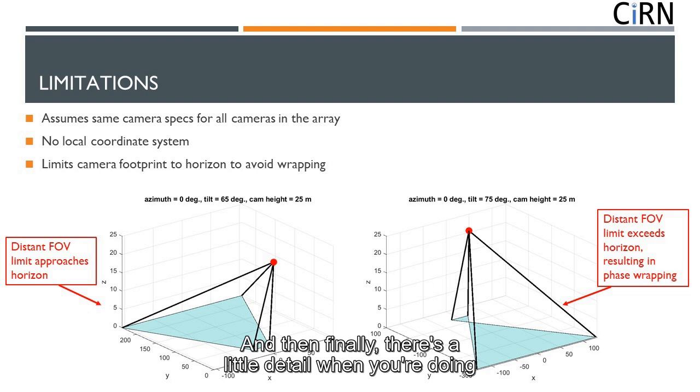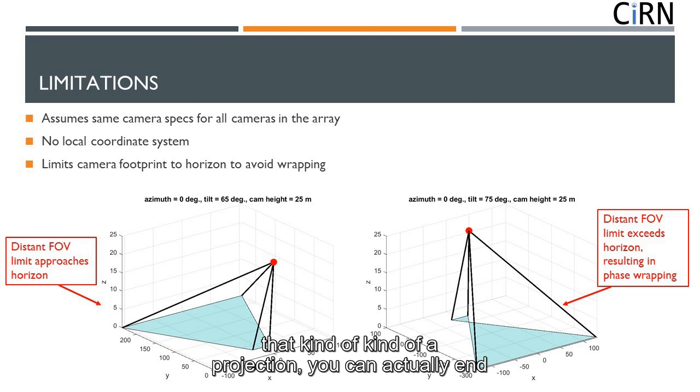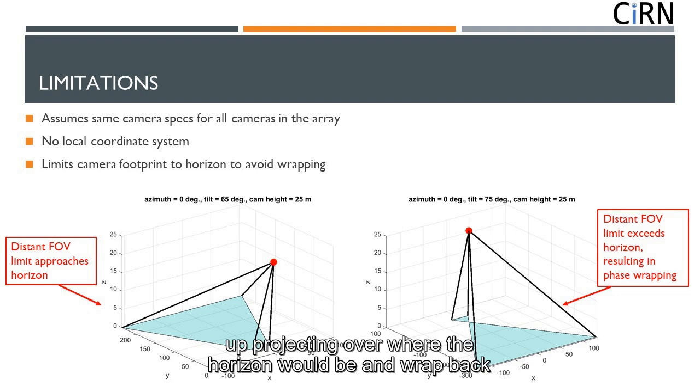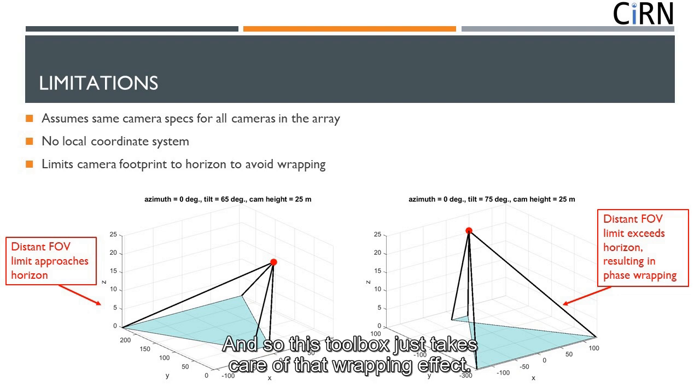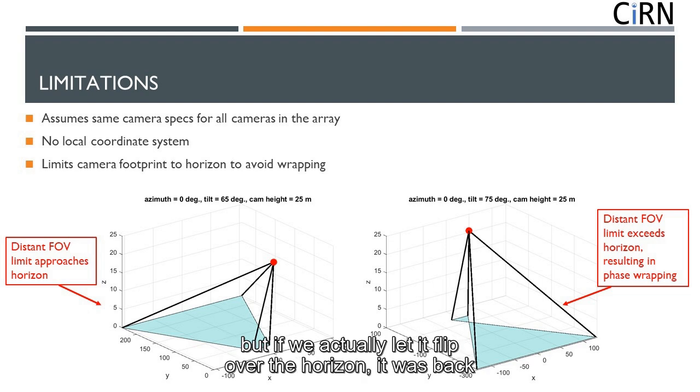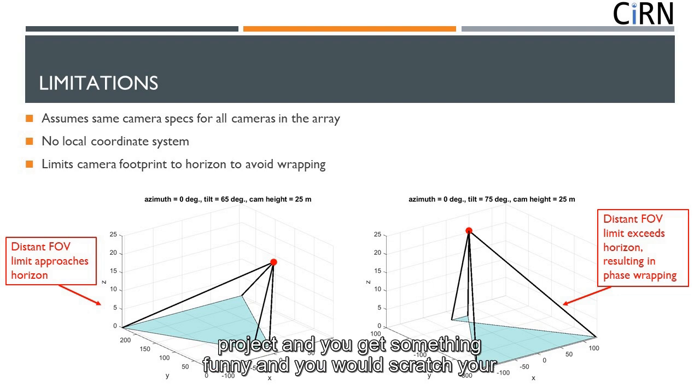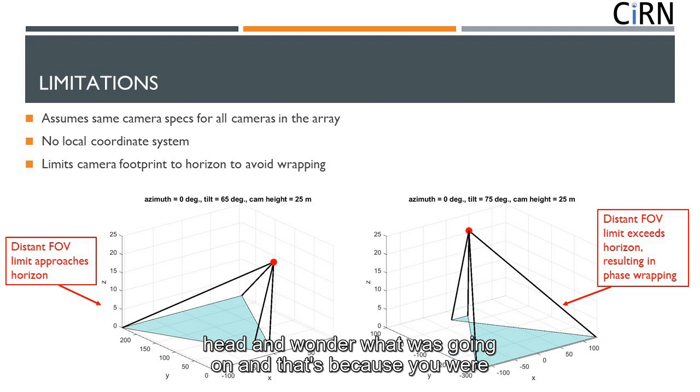And then finally, there's a little detail when you're doing this kind of a projection. You can actually end up projecting over where the horizon would be and wrap back around, and this toolbox just takes care of that wrapping effect. Here is a footprint that is approaching the horizon, but if we actually let it flip over the horizon, it would back project. You get something funny and you would scratch your head and wonder what was going on.